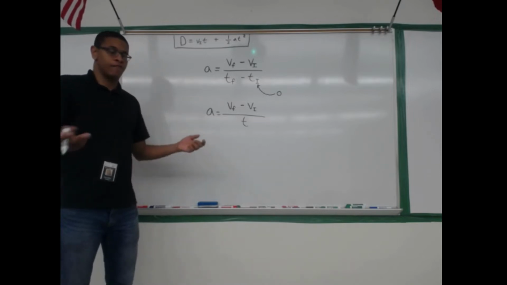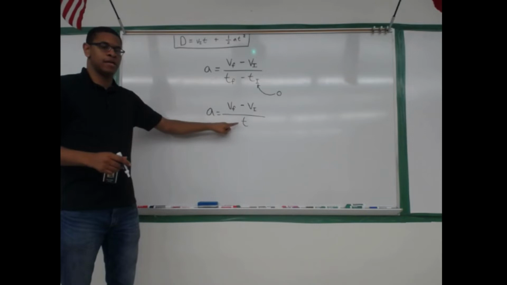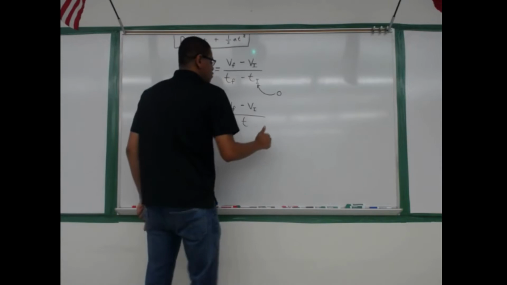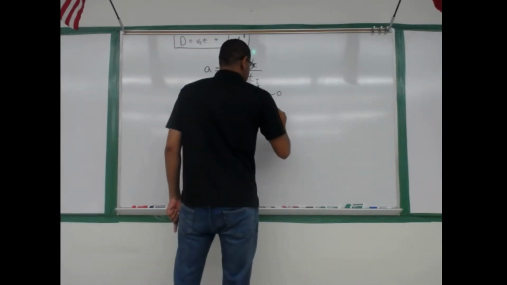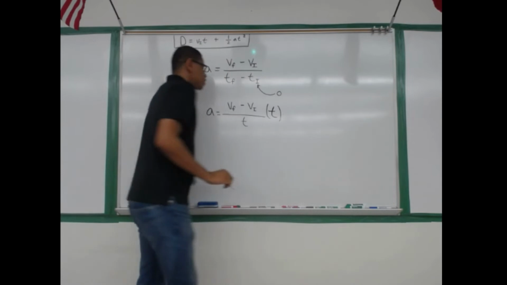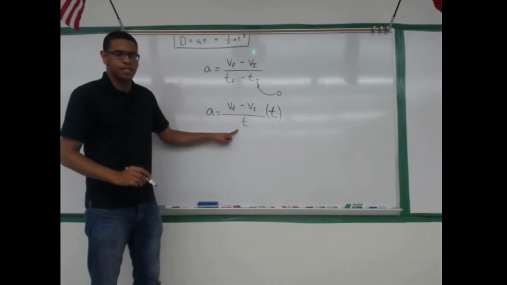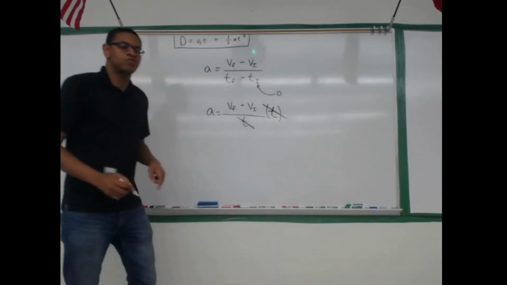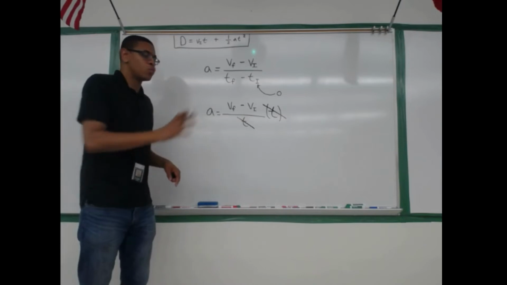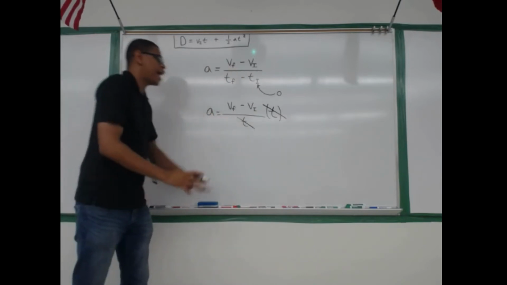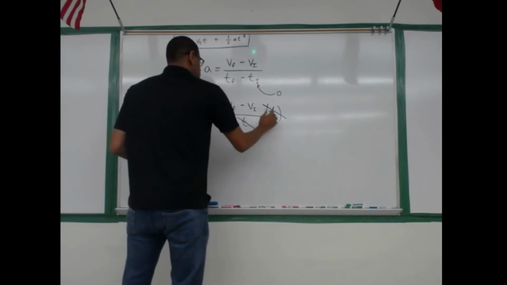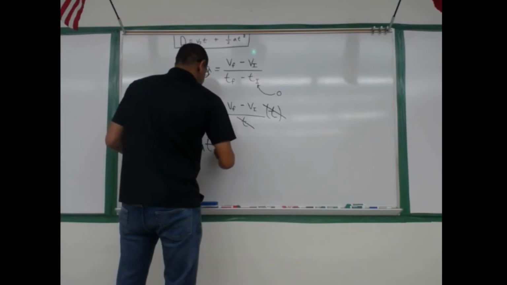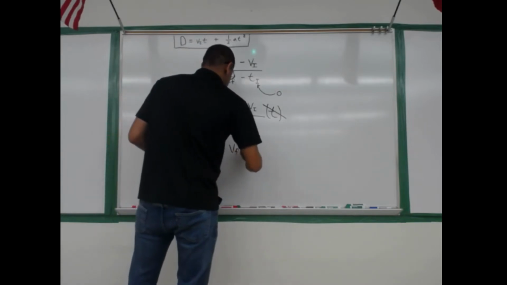You guys know how to do that from algebra. In order to get rid of this t in the denominator, all we need to do is multiply the right-hand side of this equation by t. If I multiply by t, notice I have a t at the top and a t at the bottom, so this t will cancel out with that t. If you remember the rules of algebra, whatever I do to one side of the equal sign, I have to do to the other side. So if I multiply by t here, then I need to multiply by t here. And this is what I'm left with.